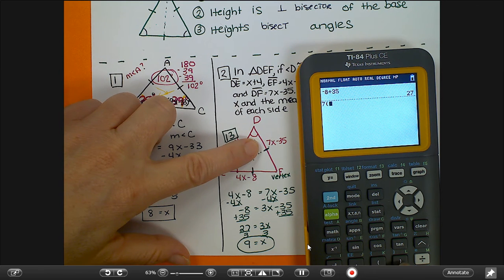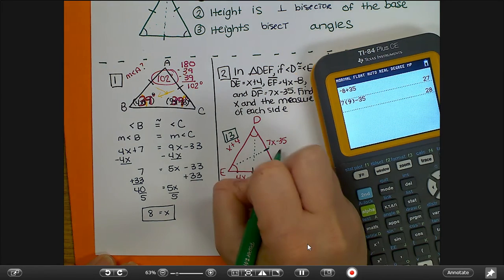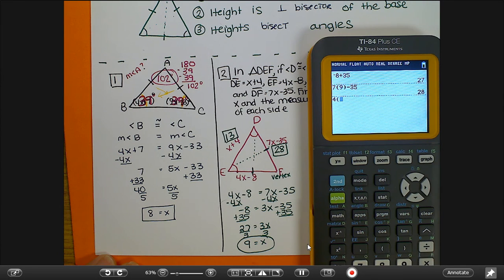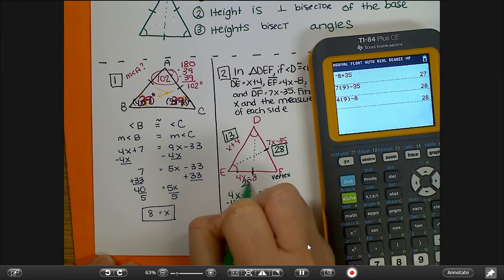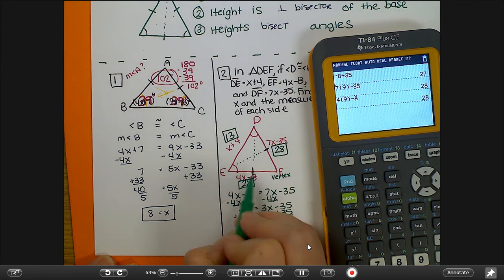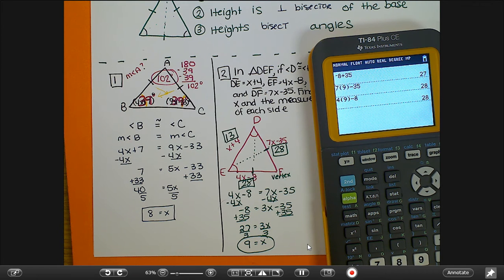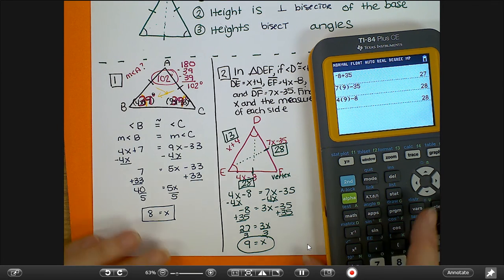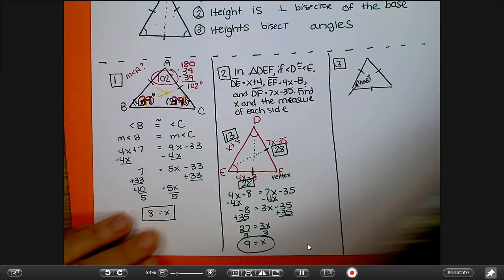We have 7 times 9, which is 63, minus 35 is 28. And 4 times 9 minus 8 is also 28. So you can see we did it right. Our two congruent sides are actually congruent. And that's it. So draw a picture, label everything you know, look for the relationships you know, and then continue.